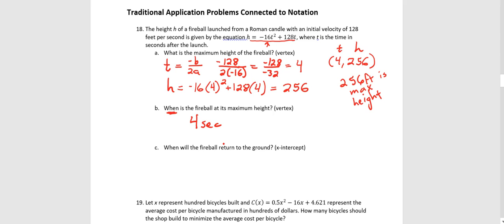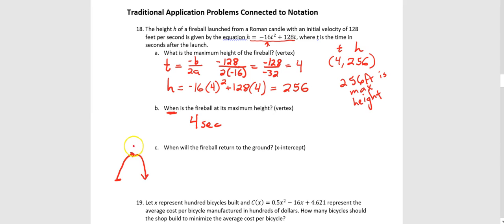Question C, when will the fireball return to the ground? And that's like an x-intercept. How do we find x-intercepts? A table of values. So we know that this Roman candle was on the ground, and it went up, and then it needs to come back down because gravity is going to affect it. If we pause and think about this, we actually can arrive at our answer.